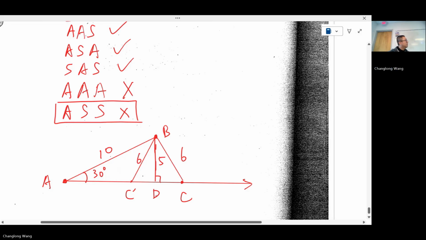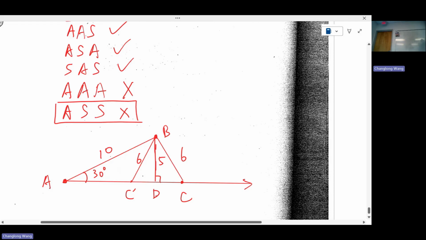And it's highly possible that BC prime is going to be 6 as well, right? See that they're symmetric. So that means the triangles ABC and ABC prime have the same angle A, the same sides, right? But they look different. So this is when you have an ambiguous case. But just to know, you don't have to memorize this. But if you do want to know why ASS doesn't work, that's something to convince you.